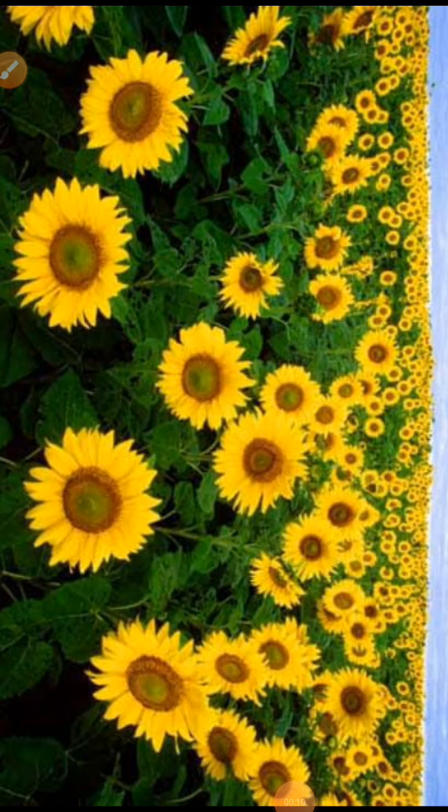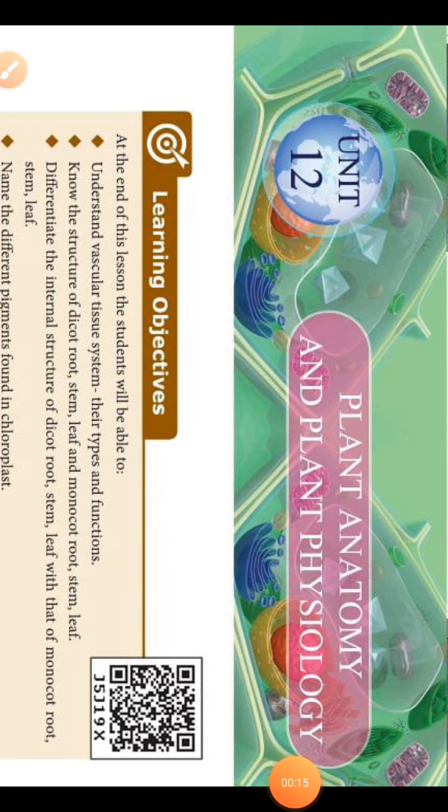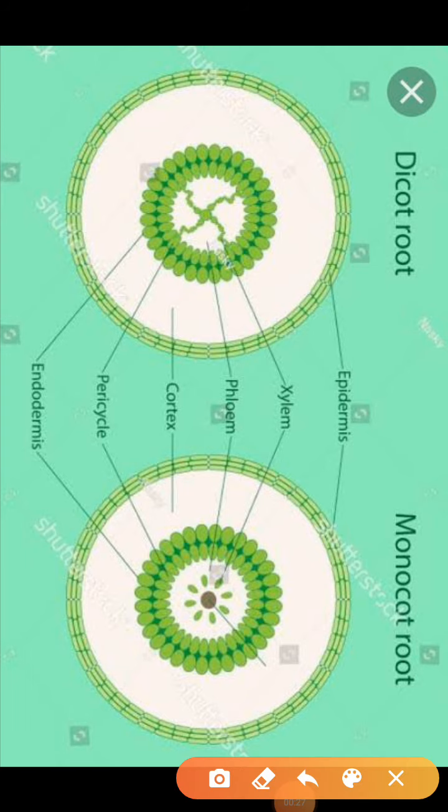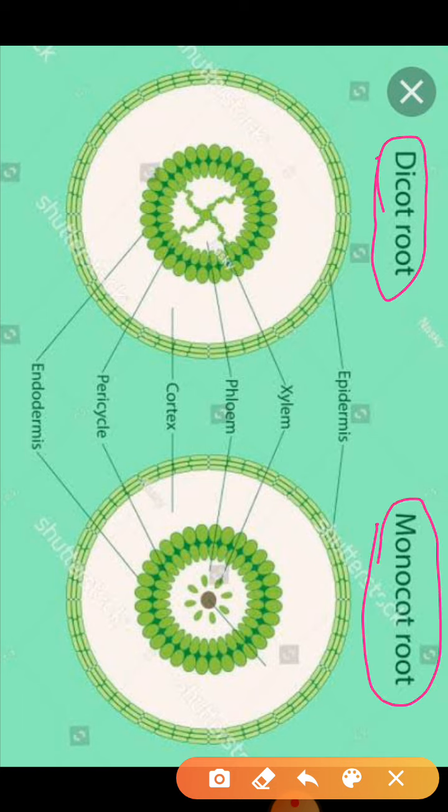As usual, we are going to continue our Unit 12, Part 3, Plant Anatomy and Plant Physiology. Dear students, answer me. Name the two types of root. Yes, dicot root, monocot root. About what we learnt in the last class, isn't it?